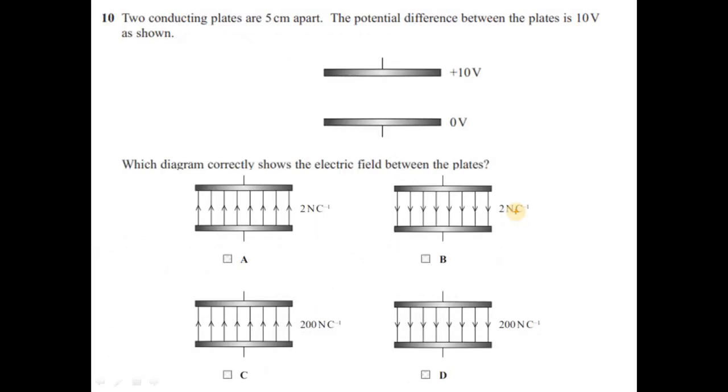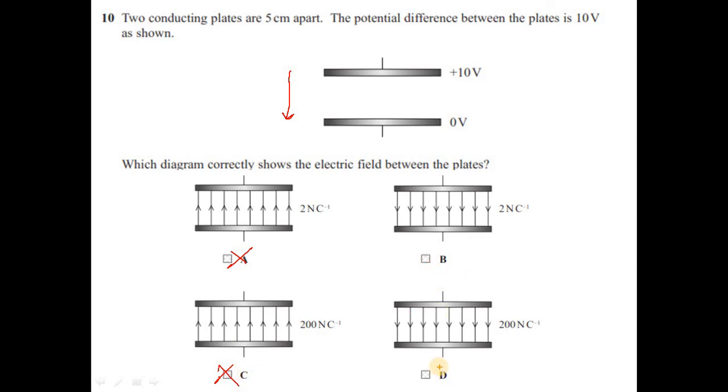Question number 10. Two conducting plates are 5 centimeters apart. The potential difference between the plates is 10 volt as shown. Which diagram correctly shows the electric field between the plates? Clearly we can ignore A and C. The reason is that we have a high potential upper plate and a low potential lower plate, so the electric field between the plates should be from high potential to low potential. So the arrow for the electric field should be downward, not upward. That's why we immediately cancel A and C.